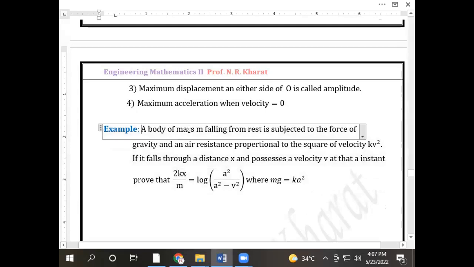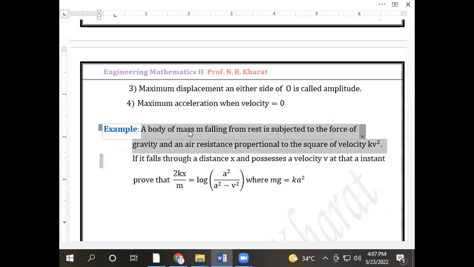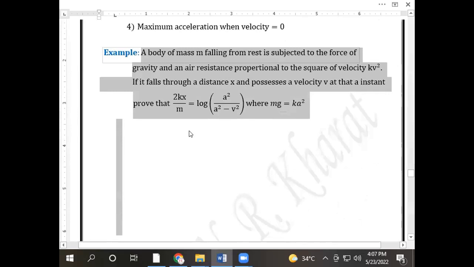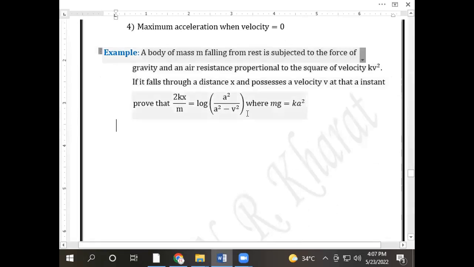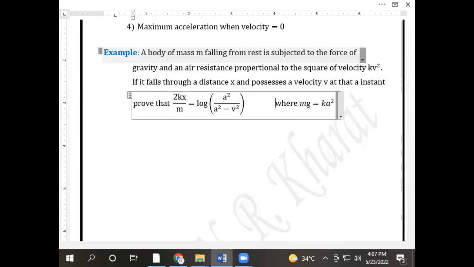A body of mass m falling from rest is subject to the force of gravity and an air resistance proportional to the square of the velocity, kv square. If it falls through a distance x and possesses a velocity v at any instant, prove that 2kx upon m is equal to log of a square upon a square minus v square, where the value of mg is equal to k times a square.